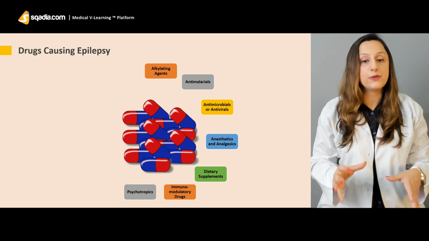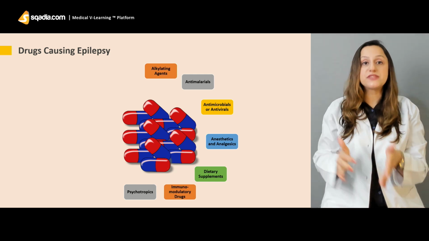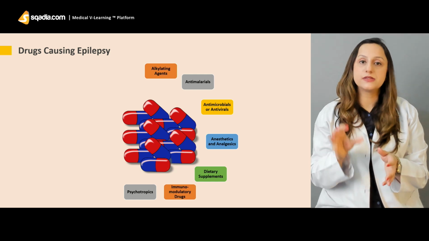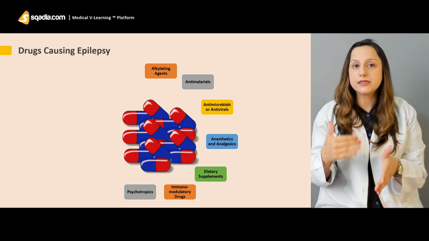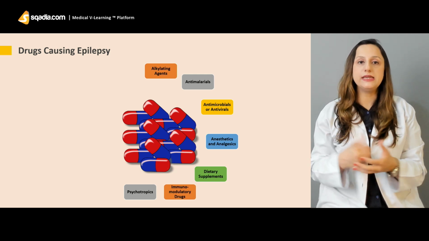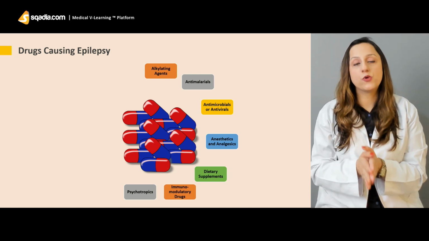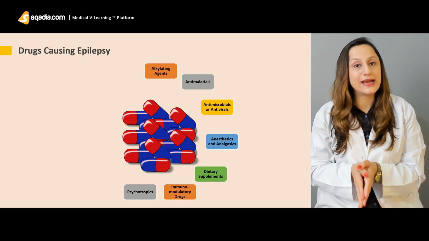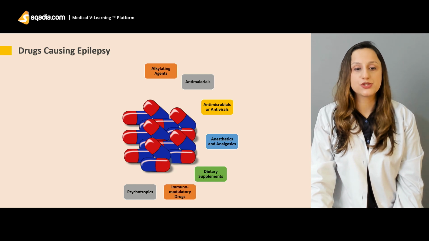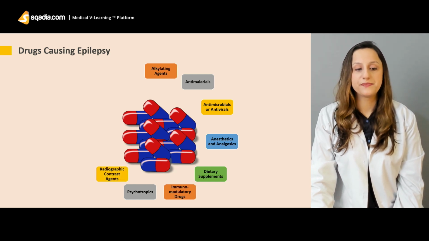Psychotropics, again, I would like to focus on the fact that the history is very important. You basically focus on these different points, what are the medical conditions that the patient has been suffering from, and then you can really sort out what kind of drugs the patient might be taking, which can really contribute towards the development of the seizure activity.